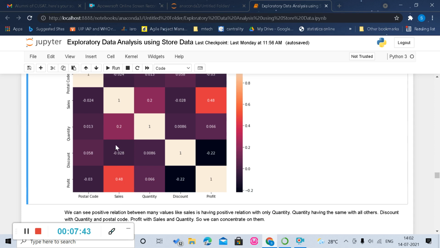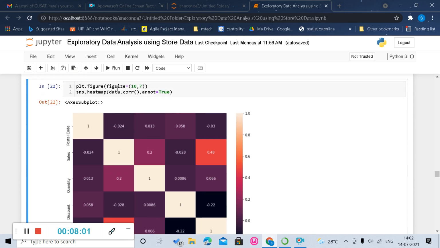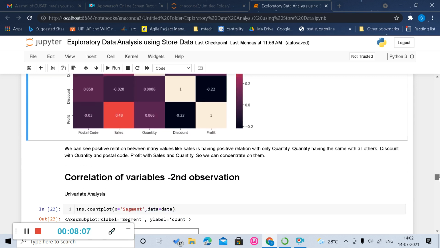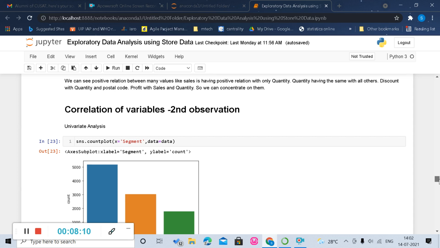You can see a negative correlation is present here. At the same time, sales with quantity is 0.2. Next, sales and profit is 0.48. Like that, correlation can be easily detected by using this correlation function. So we can see positive relations between many values and also negative relations.